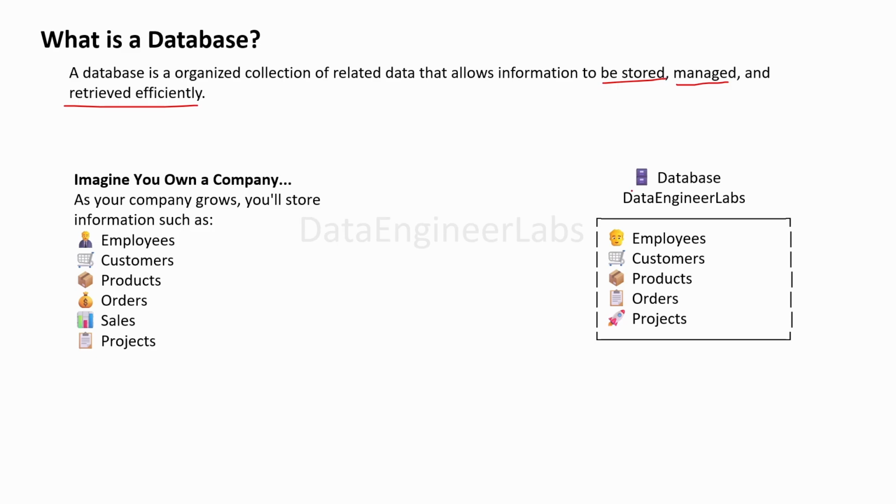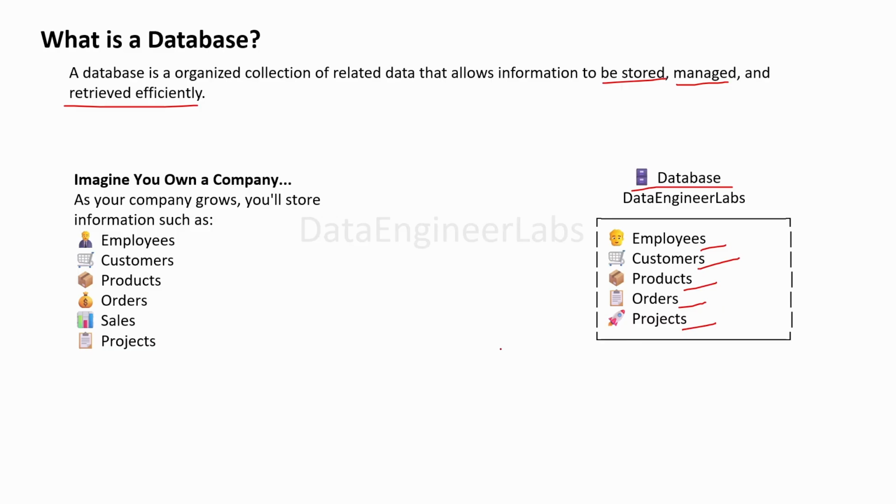Think of a database as a digital home for your organization's data. It stores different types of information such as employees, customers, products, orders, projects, and so on in a structured way, making it easy to retrieve, update, and manage whenever needed.